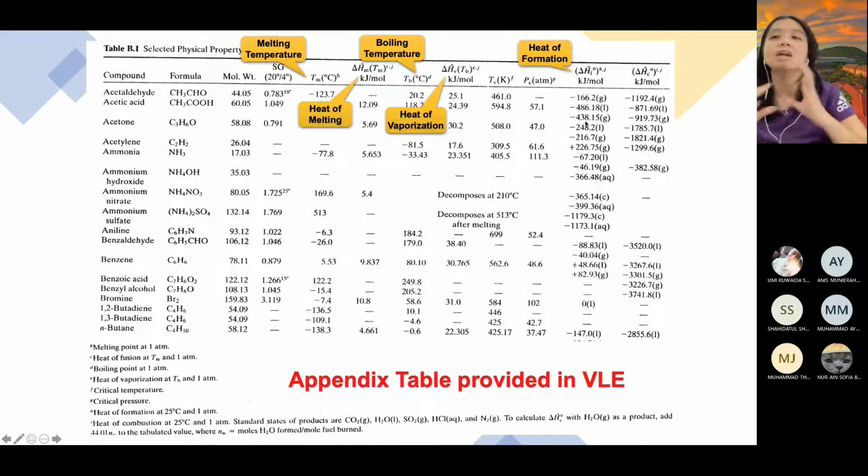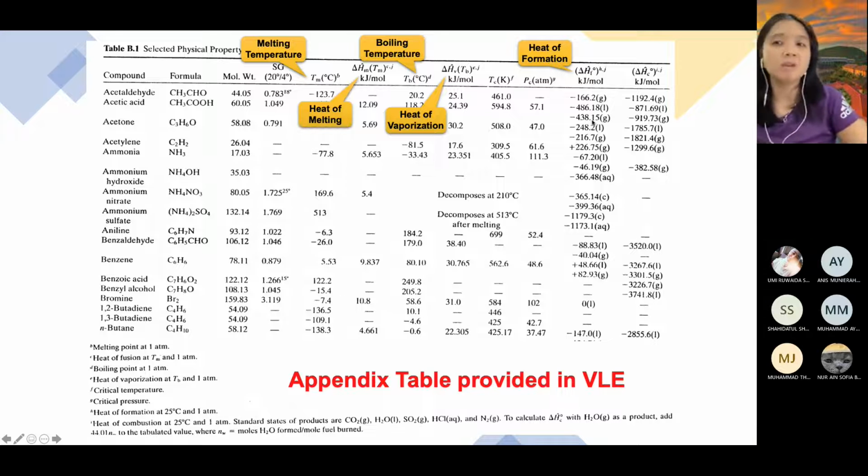Kenapa? Sebab this heat of formation bergantung kepada do you want the acetic acid to form as liquid phase at 25 Celsius 1 atm. Maksudnya sebanyak negative 486.18 of heat is released for acetic acid to form as liquid acetic acid at 25 Celsius 1 atm. On the other hand, for acetic acid to form as vapor ataupun to form as gas pada 25 Celsius 1 atm, sebanyak negative 438.15 heat will be released.